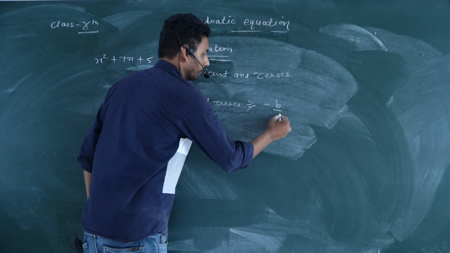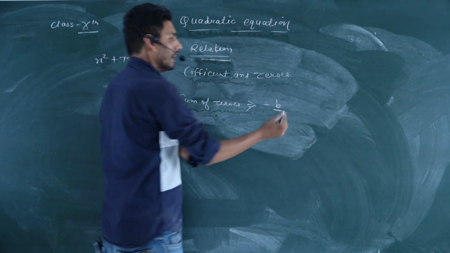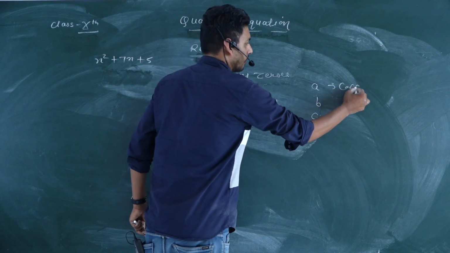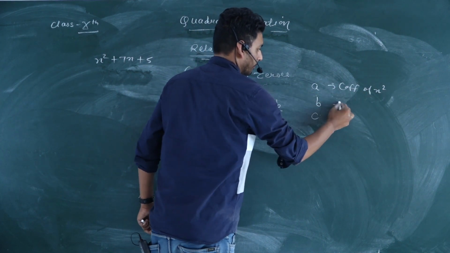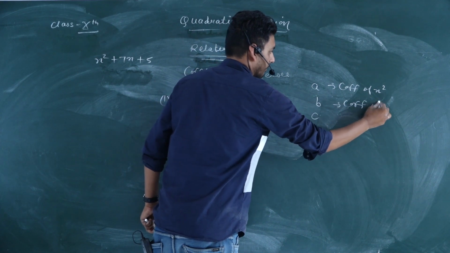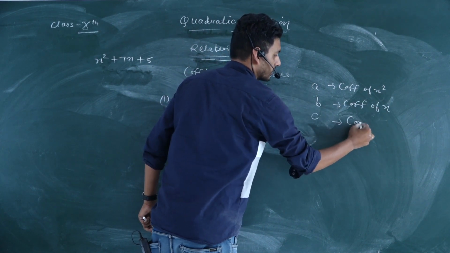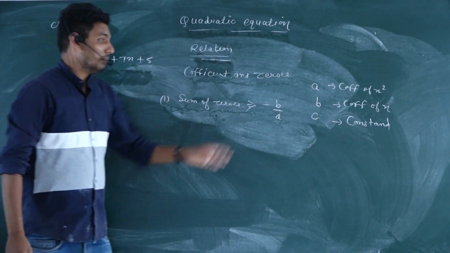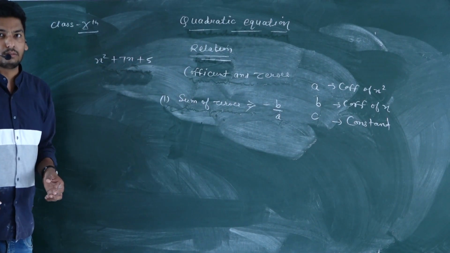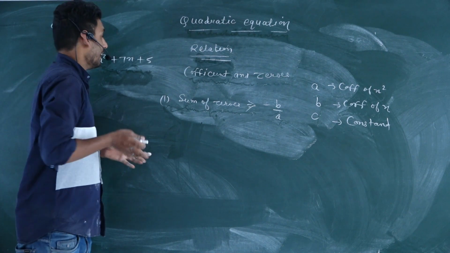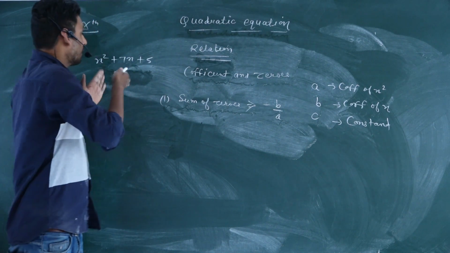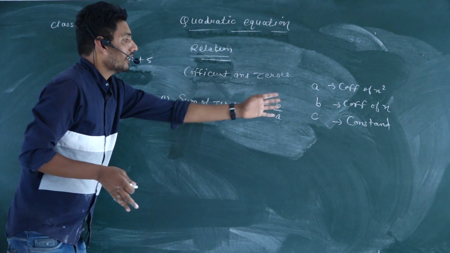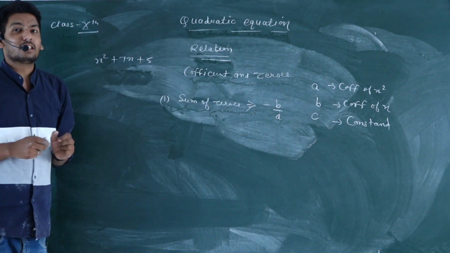Minus b upon a. Students, I will tell what is a, what is b, and what is c. A is the coefficient of x square, b is the coefficient of x, and c is the constant. Yes, we discuss a, b, c in this equation. From this equation, x square plus 7x plus 5, how to select a, b, c, students?